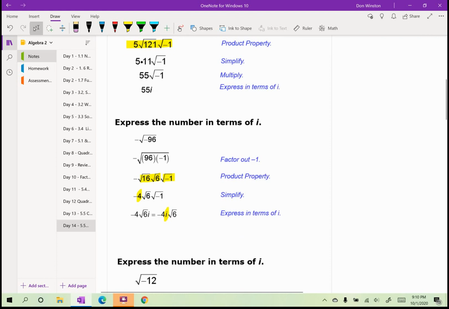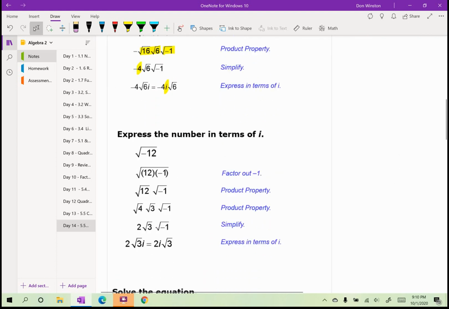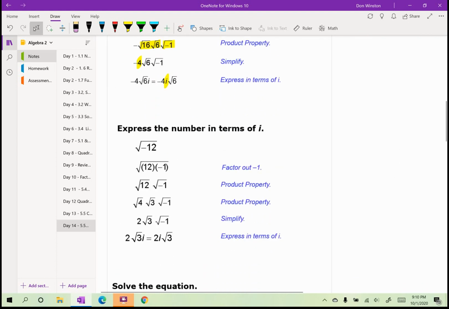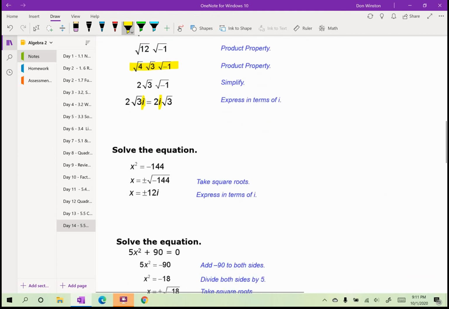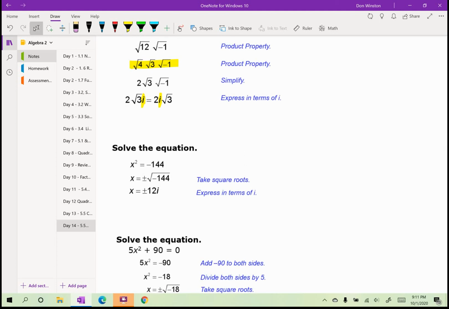Okay. Just a couple more examples. Here we have the square root of -12, which becomes the square root of 4 times the square root of 3 times the square root of -1. The square root of 4 is 2. We have 2 root 3 times the square root of -1. And then the square root of -1 is i. Bring the i in front of the radical. 2i root 3.